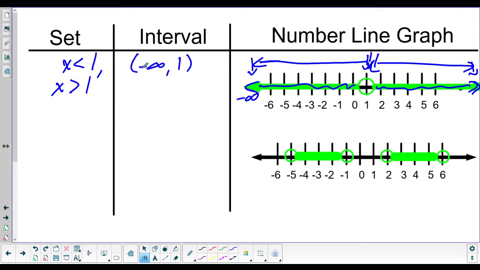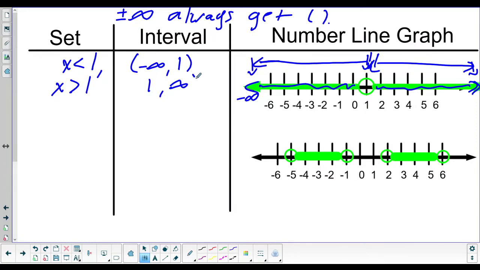So you put a parenthesis. That's the long way of saying infinities always get parentheses. Infinities, positive and negative, always get parentheses. Okay. Next chunk starts at 1 and goes to positive infinity.